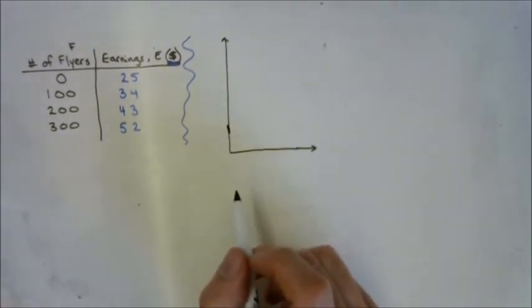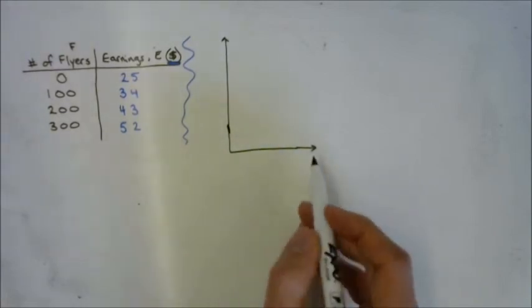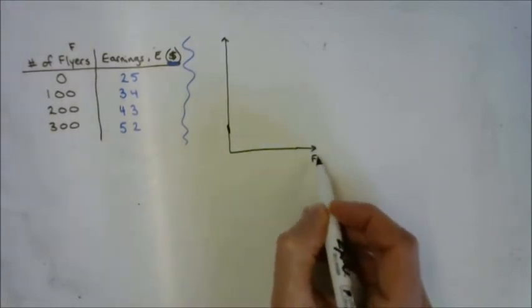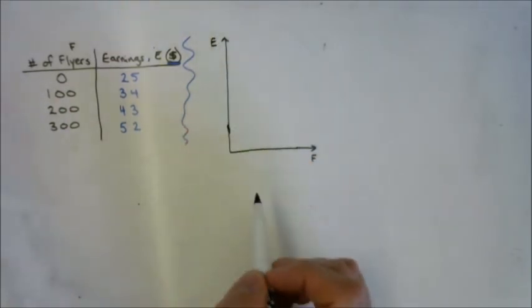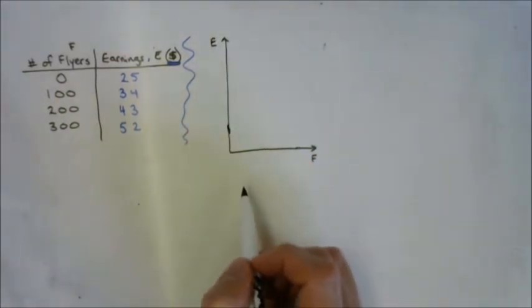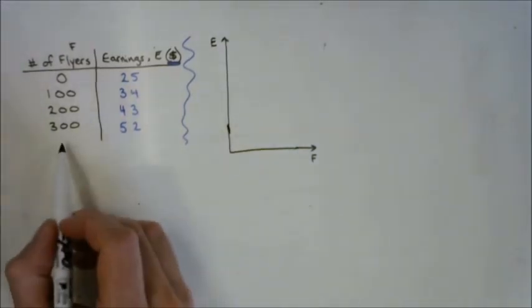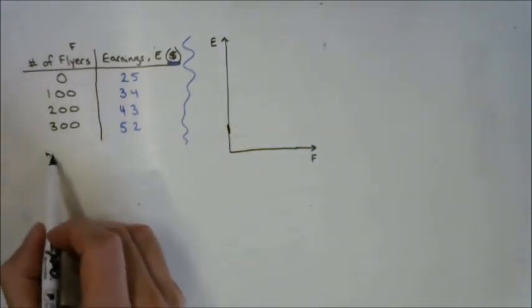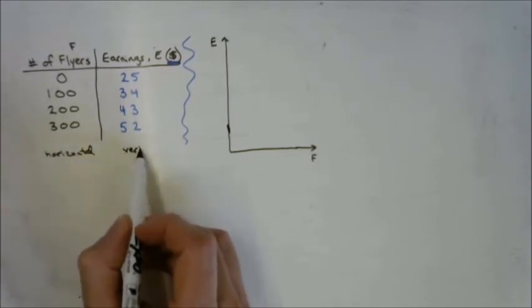Dollars and flyers. Good. F and E. And where are we going to put them? Because F is independent, the number of flyers, and E depends on F, E is going to be our vertical axis. F is the one on the bottom. This is always going to be your horizontal. And this is always going to be your vertical.